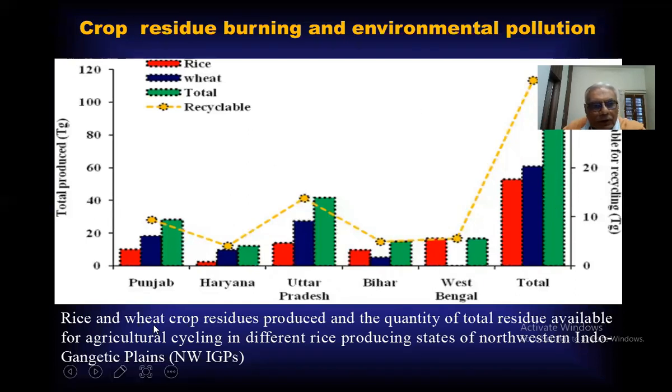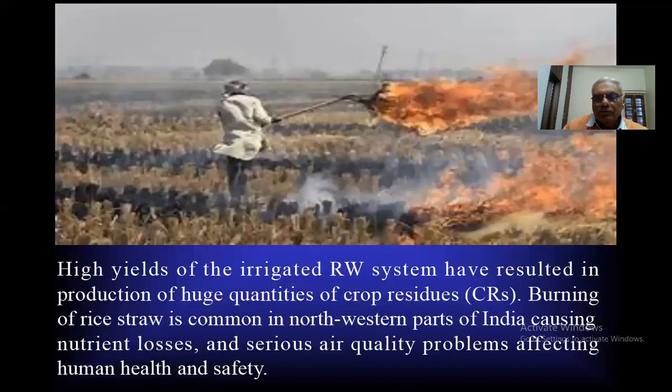So this shows the rice and wheat crop residue produced and the quantity of total residue available for agricultural recycling in different rice-producing states of the northwestern Indo-Gangetic Plains. So today we will talk about the Indo-Gangetic Plain. So you can see here they burned the rice crop residue and it created air pollution.